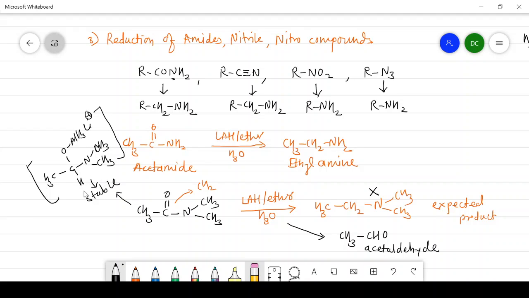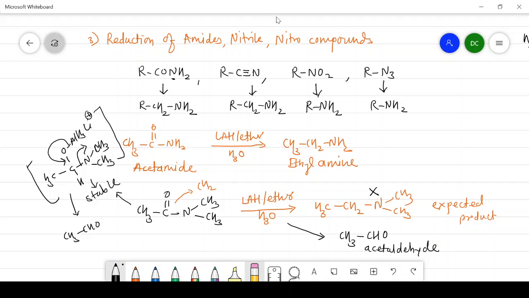That's why it undergoes a cleavage, and in that cleavage this bond is going to shift here and this group is removed, and that's why we are getting CH3CHO rather than this tertiary amine. In this way, if there is a substitution on the nitrogen, we get a different product in case of amide.